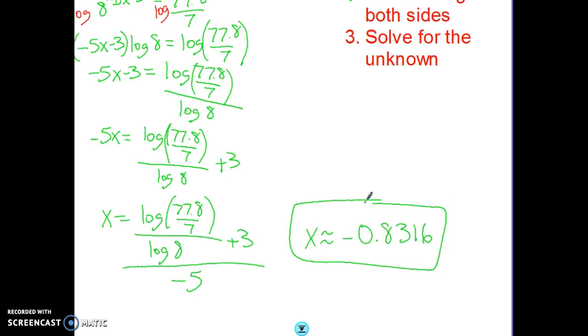Now, if you wanted to make sure that you were correct here, you could take that value and plug it back into your original equation. But in these cases, we don't have to worry about not having solutions for now.